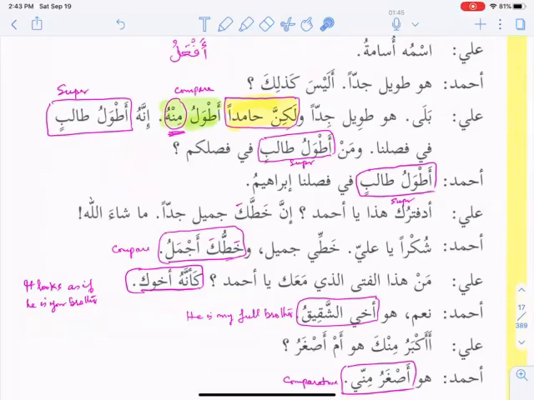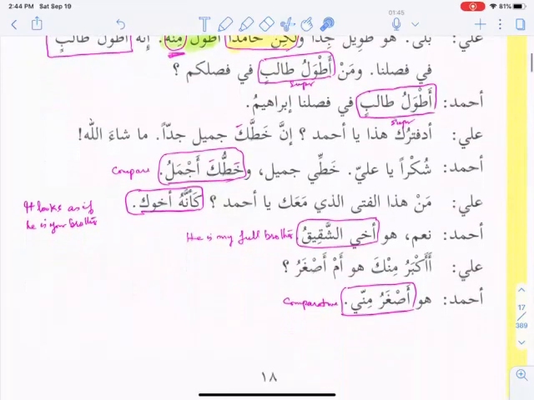No, I did not say superlative, I said comparative, because we are comparing two handwritings. Khattuka ajmalu min khattika. Or you say khattuka ajmalu min khatti. Min khatti, my handwriting.